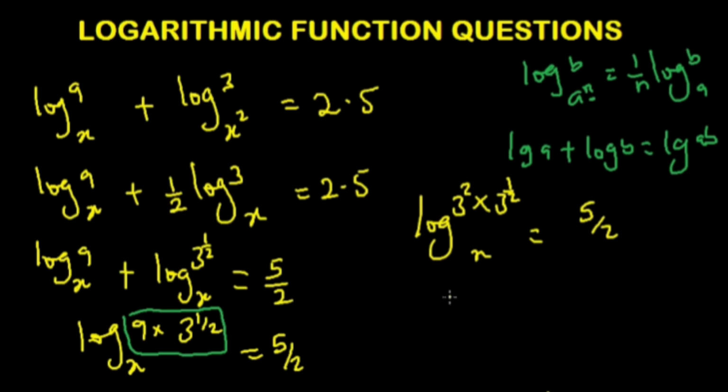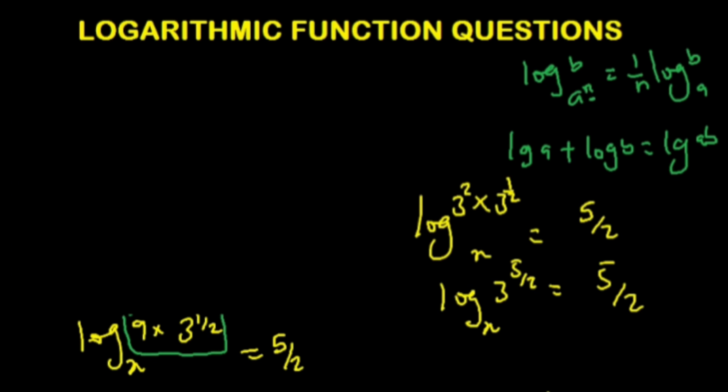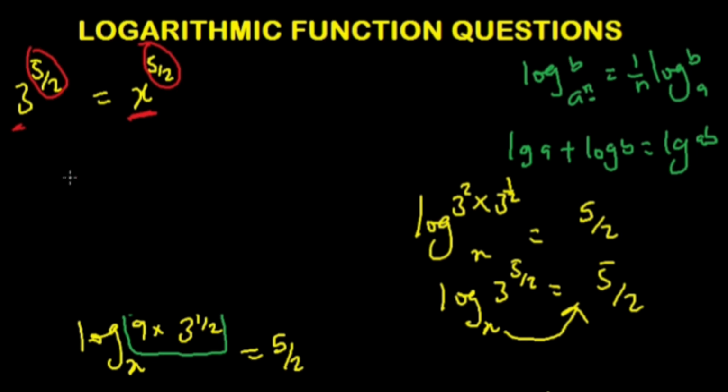Alright, so in that case I will have log x to 3 raised to power 5 over 2 here also is equals to 5 over 2. Then we'll have, just like the first example, this one goes here and becomes the base. So I'll have 3 raised to power 5 over 2 is equals to x raised to power 5 over 2. Obviously we are having the same power, which means that these ones have the same value. Therefore x is equals to 3.